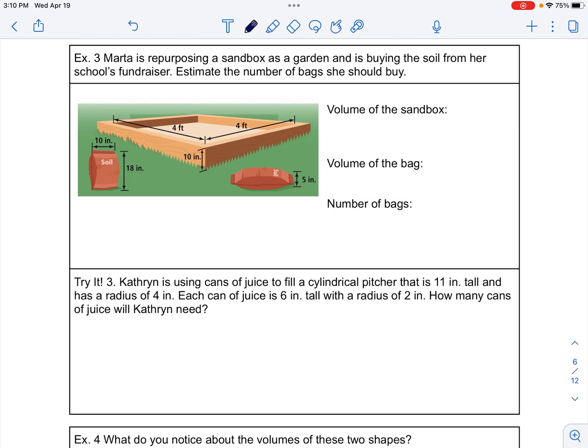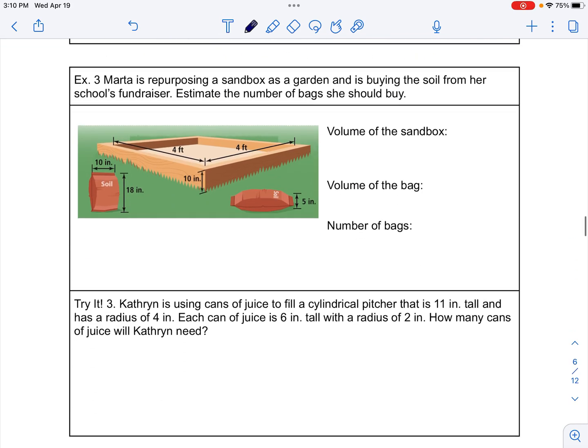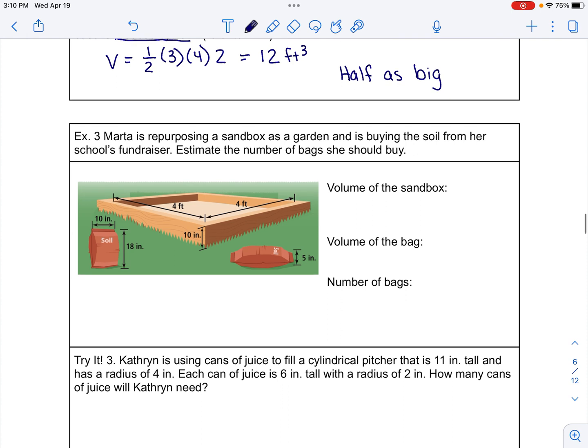All right, we are continuing with example 3 on unit 11, day 2. We're still doing volume of prisms and cylinders. So now we're looking at example 3. Marta's repurposing a sandbox as a garden and is buying soil from her school's fundraiser. Estimate the number of bags she would need.